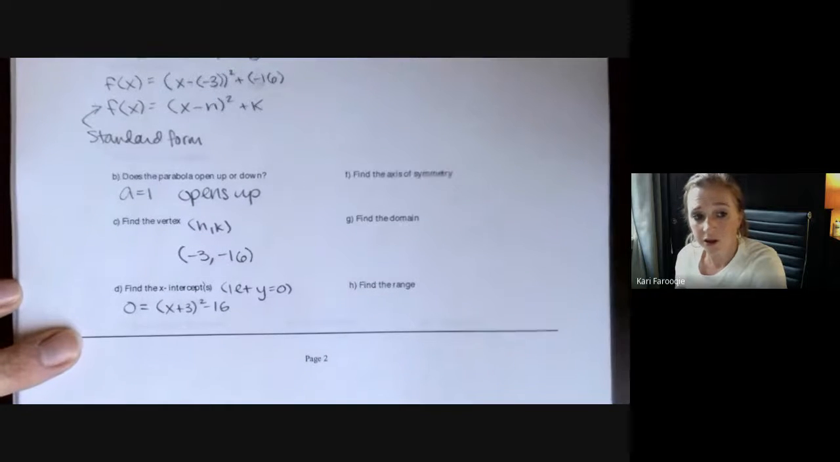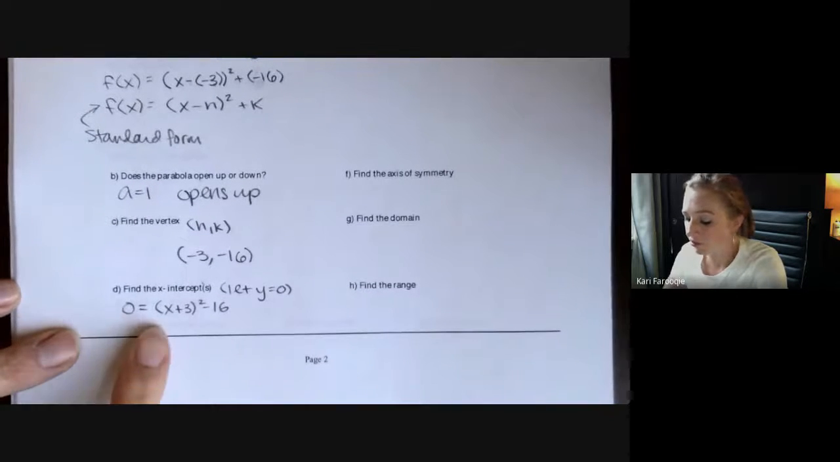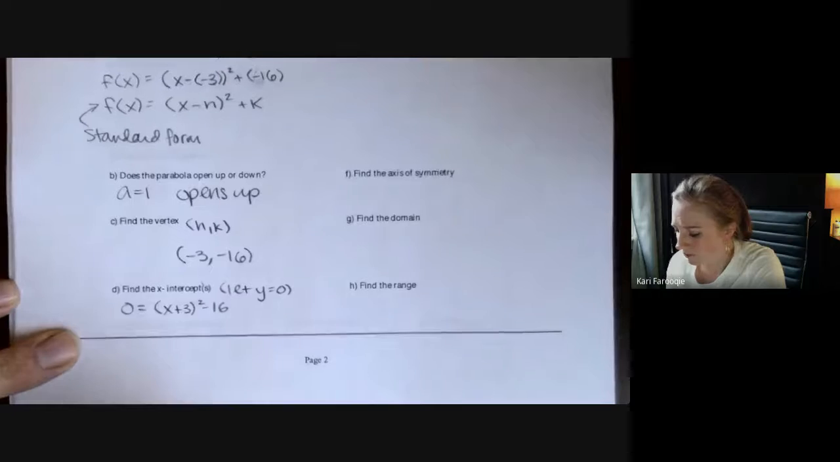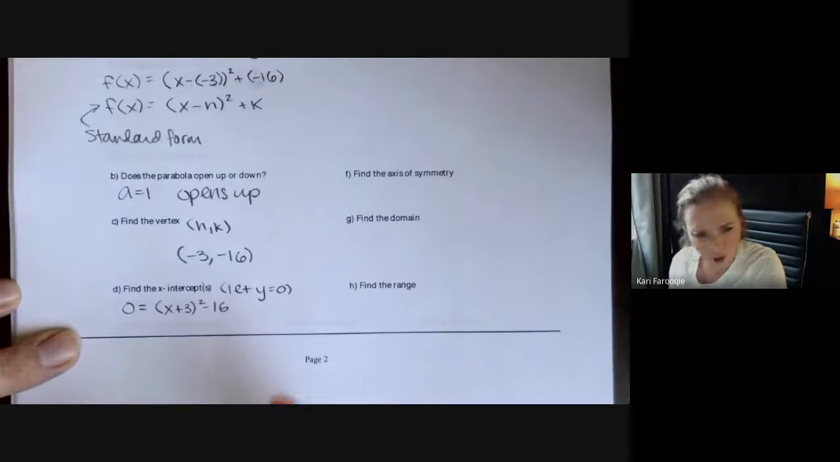And you can solve this by using the square root property. I have seen students expand this out by foiling and then subtract 16 and then use the quadratic formula. That's a lot of work. Just use the square root property. That's why you learned it.